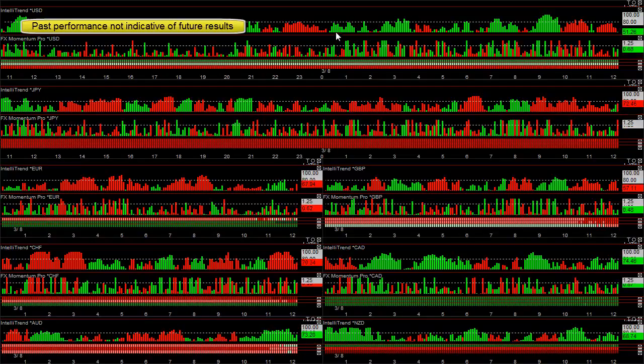reading. But anyway, you can see the dollar with our old IntelliTrend tool and the new bar by bar analysis tool was showing quite a bit of strength last night. And basically you want to trade that against one of the weaker ones.